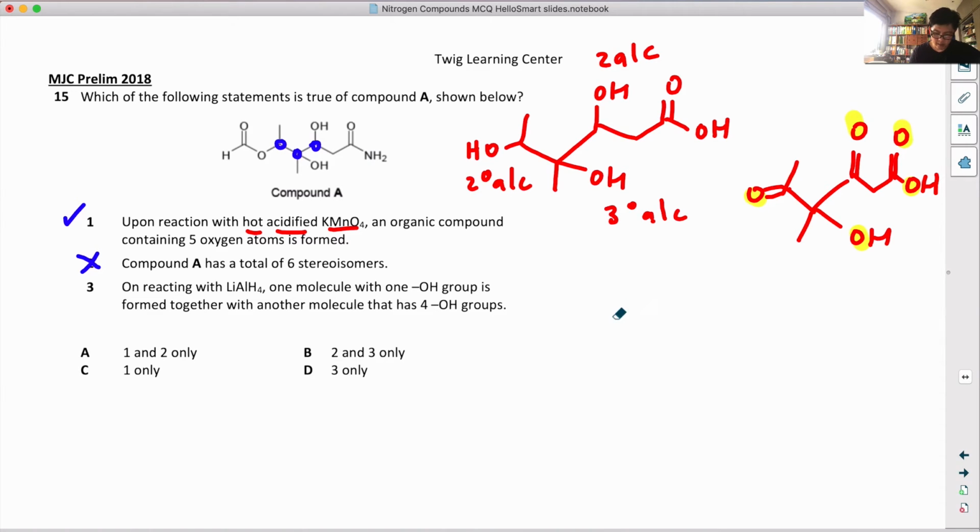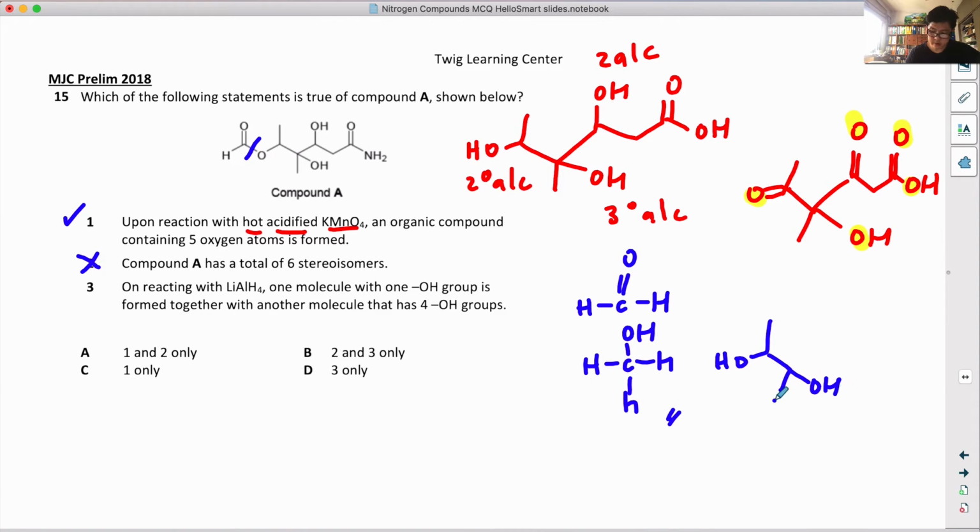Lithium aluminum hydride will actually reduce the ester. So let me take away this first. It will reduce the ester and also reduce the amide. So let me just draw out the products. The ester here will break, but the amide will not break. The ester will become an aldehyde first, but the aldehyde will be reduced to a primary alcohol. So this is one of the products. On the other side, you have an alcohol.